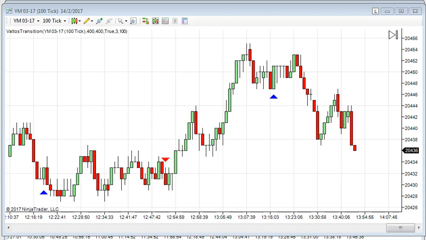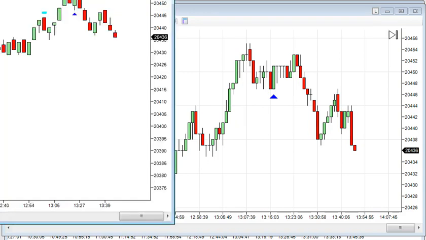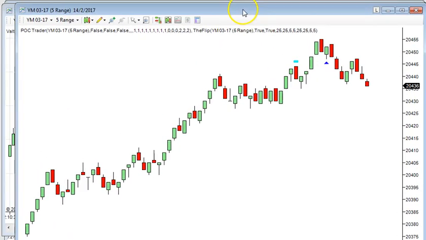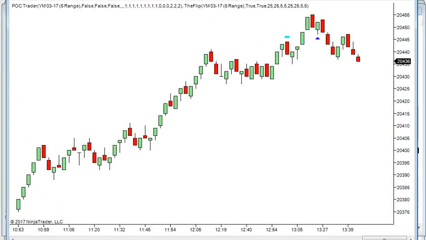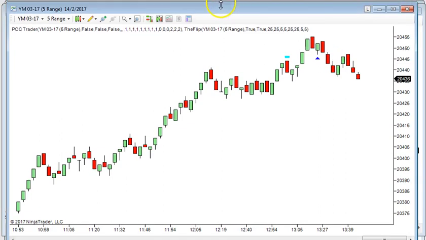Yeah, I'm making this video even though the indicators didn't necessarily perform that well, but I do want you guys to see this, just so you don't think that I'm only showing you charts on days that everything performed well. This is the mini Dow. This is a 5-range chart.